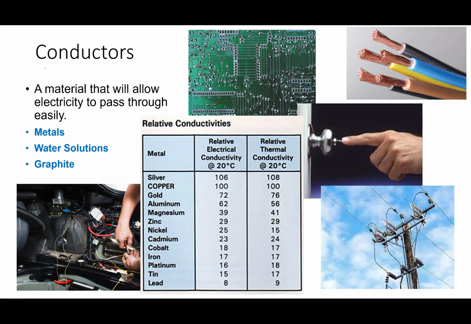So what's a conductor? A conductor is some sort of a material that will allow that electricity to pass very, very easily. They tend to be metallic, water solutions, so salt water, things like that, and graphite, which is one of the pure forms of carbon, are all excellent electrical conductors. This chart of relative conductivities of metals gives you an idea of which metallic materials are good electrical conductors.